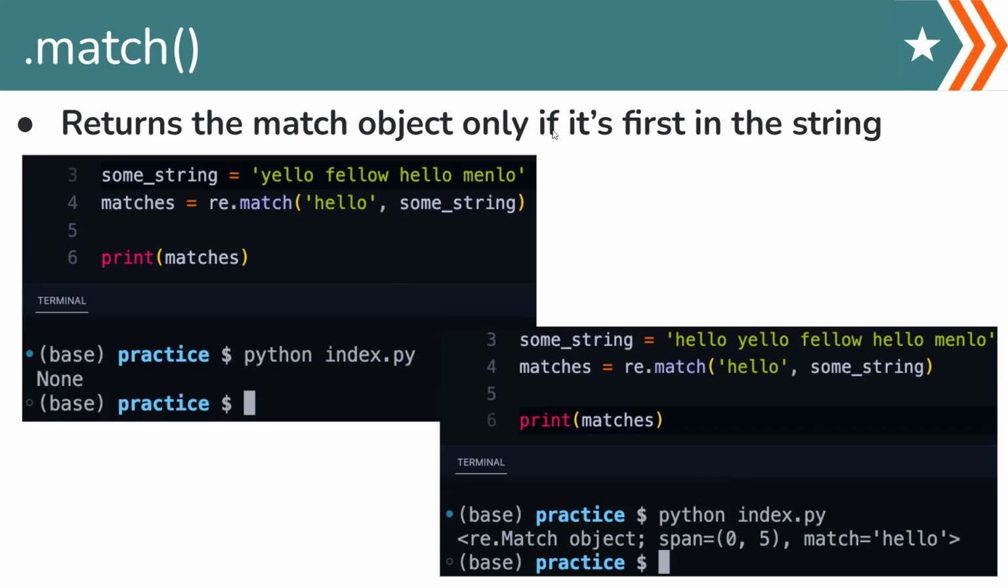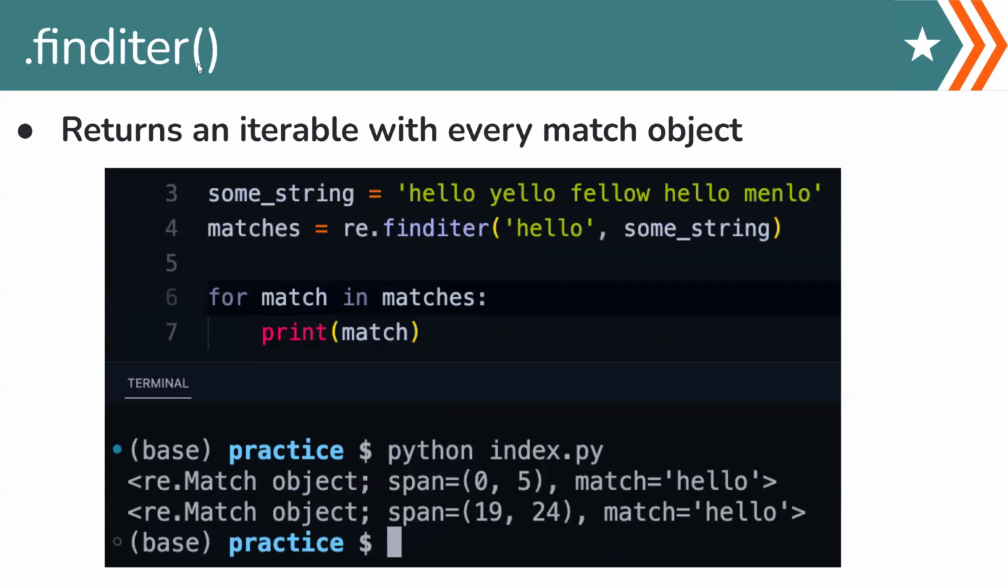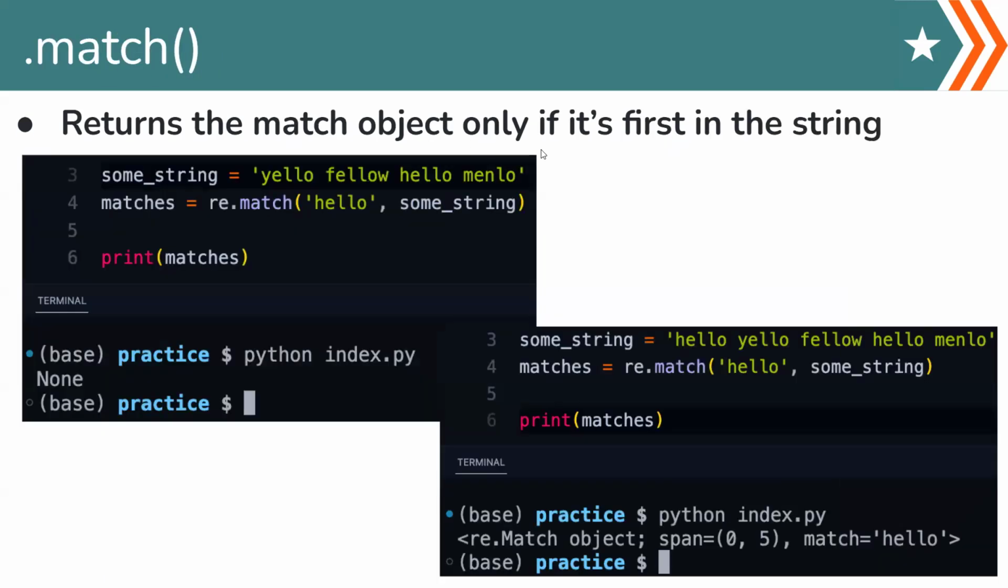So it returns the match object only if it's the first in the string. So this is a little bit different, where findall returns an iterable with every match object, and it returns only the first one if you're using dot match.